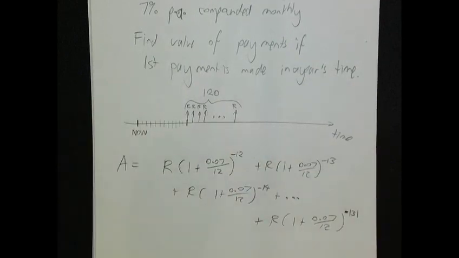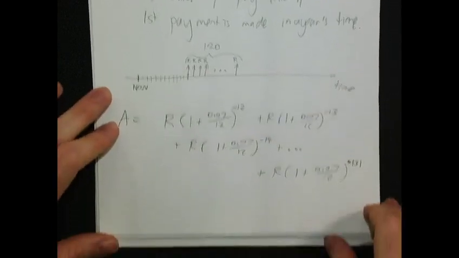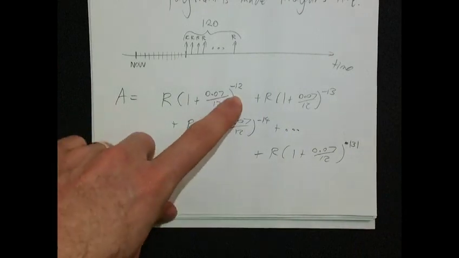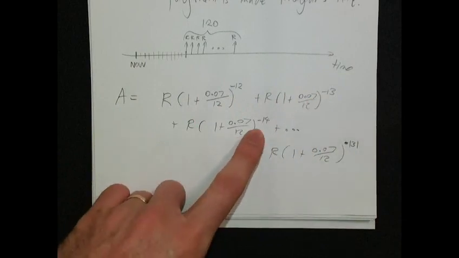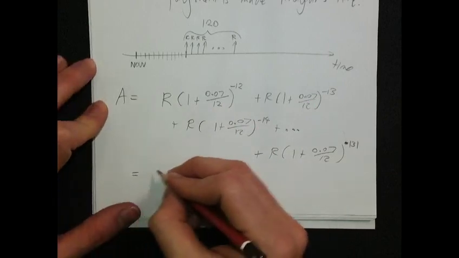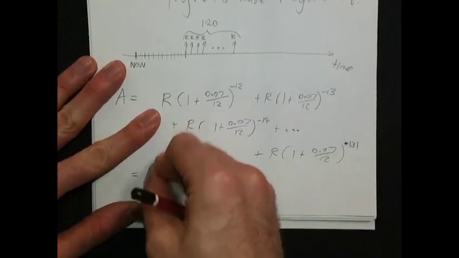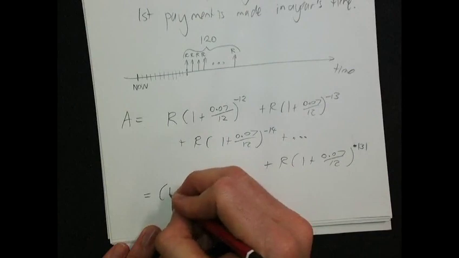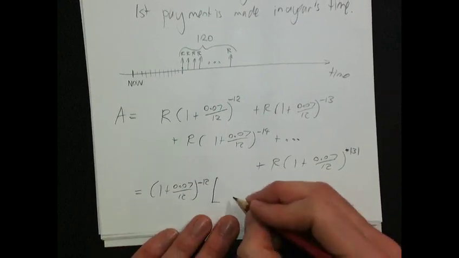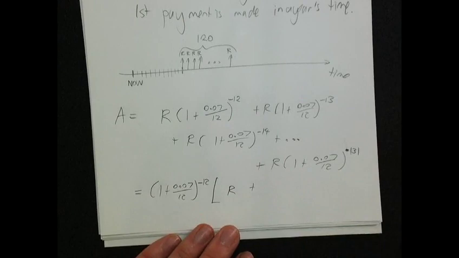This is what the present value actually is. That's the present value, which your lecturer calls A. And there is some fancy maths formula that combines everything together to figure out what that turns out to be. I'm not going to show you the fancy maths, but I am going to do something useful. This has got a minus 12, this is minus 12 and another minus 1, this is minus 12 and another minus 2, and this is minus 12 and another minus 119. So they've all got a minus 12 in them, so I can pull the 1.07 over 12 to the minus 12 out the front of my maths. I'm left with an R on its own.